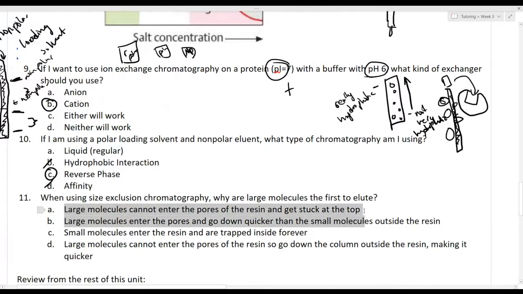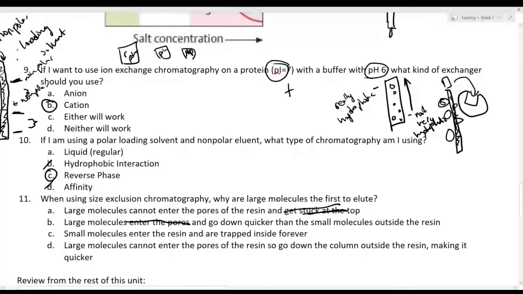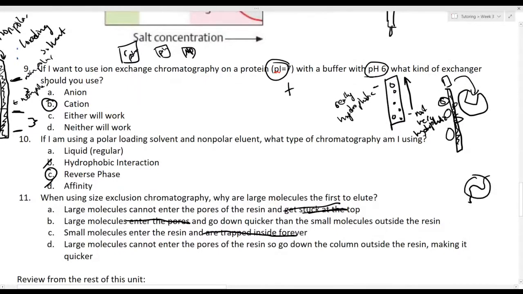Okay, so coming back to number 11, large molecules cannot enter the pores of the resin. That's true. Do they get stuck at the top? No. So this one is kind of half right. Large molecules enter the pores? That's already wrong, right? They don't enter the pores, but they do go down quicker. Small molecules enter the resin and are trapped forever? They're not trapped forever. You can get them out, and they do come out. It's just that inside of this resin they have to go all around, and then finally they get out. So it's really good at slowing them down. And letter D, large molecules cannot enter the pores of the resin and go down the column outside, making it quicker. That's exactly what we're looking for.